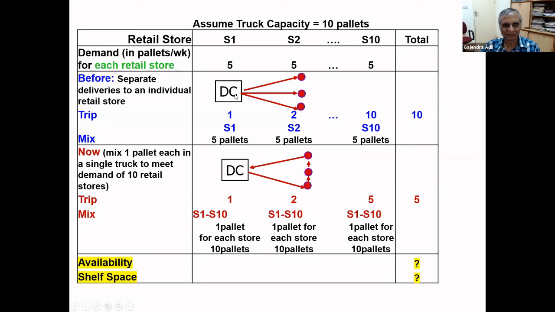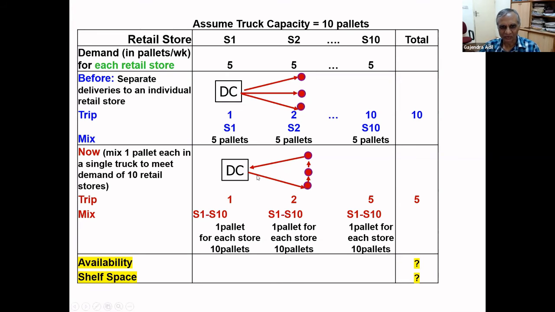So from the DC, I go to store 1. This is store 1, store 2, store 3. Okay, 5 trucks. So I can put 5 pallets here, sorry. So one shipment here, one here, one here, once in a week. Is it clear? So I'm going to make 10 shipments, one shipment to each store carrying 5 pallets. And that will meet the week's demand. That's the first, earlier situation. Okay, what is the later situation?